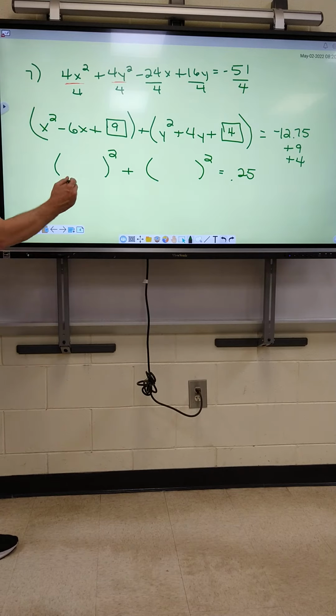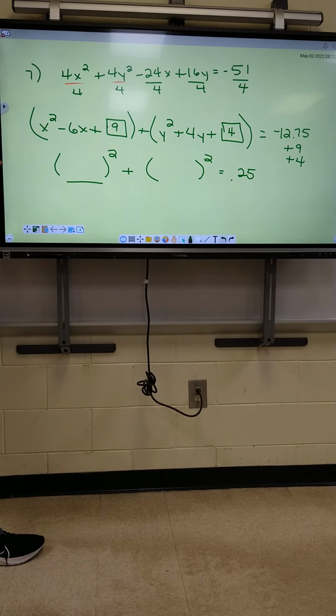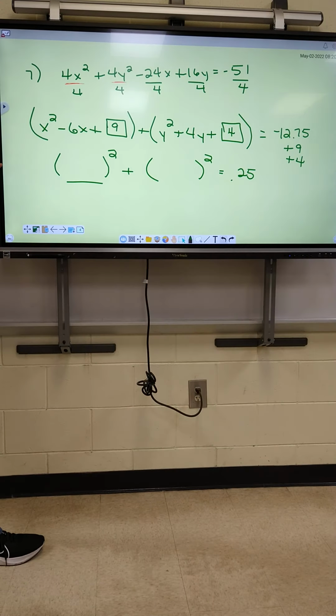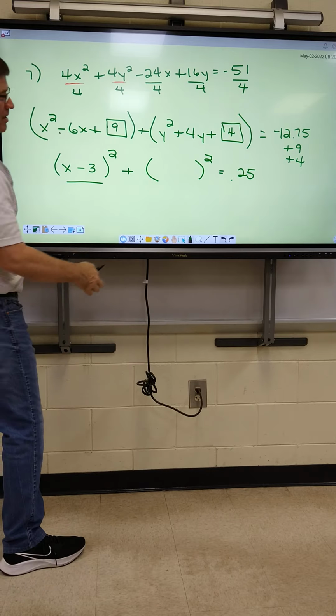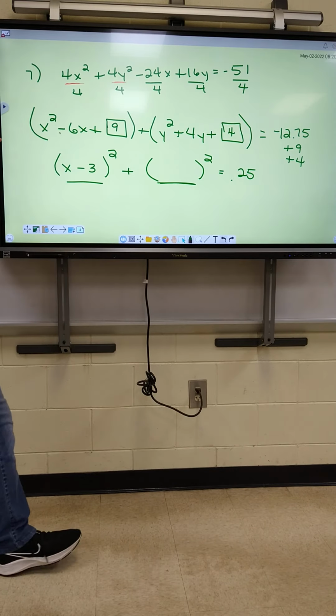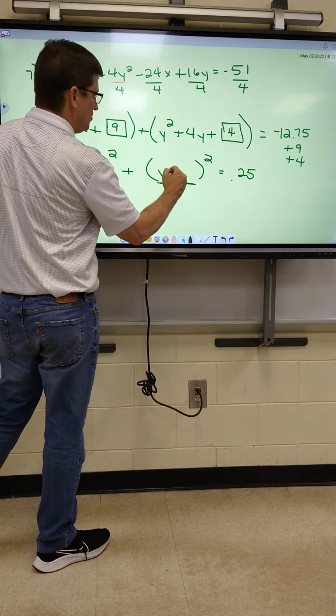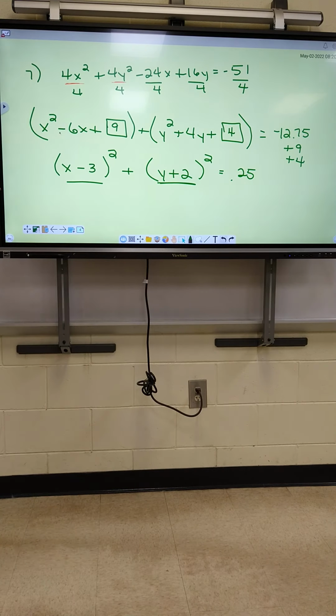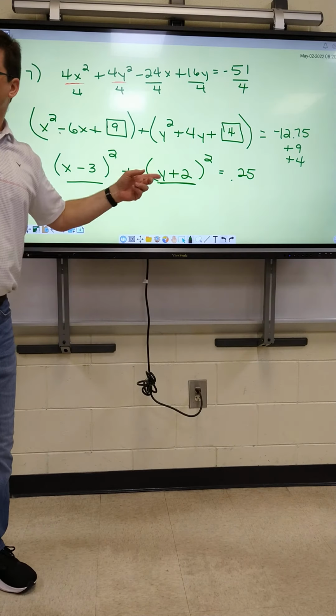All right, Riley, what goes in this first parenthesis right here? X. Got a minus sign here, Riley, so it's x minus 3. Everybody good? All right, Daniel, what goes in this second parenthesis right here? Y plus 2. Anybody have a question on how we set that up? That is your standard form. Hey, CJ, let's stay off your phone for a little bit. That is your standard form of a circle right there.